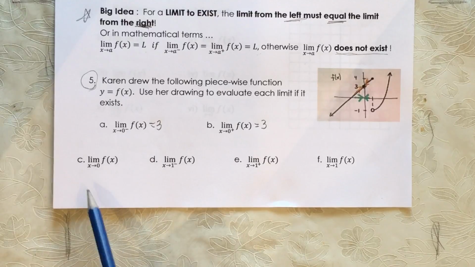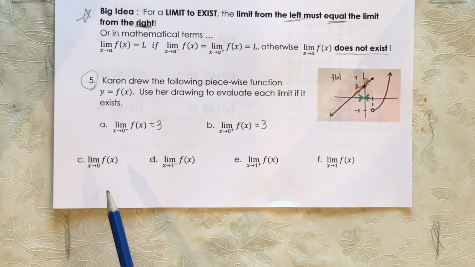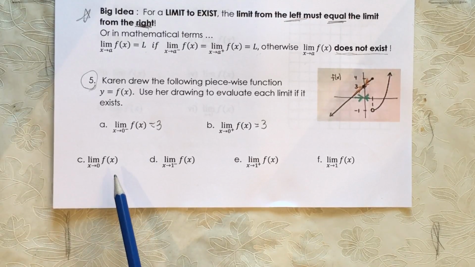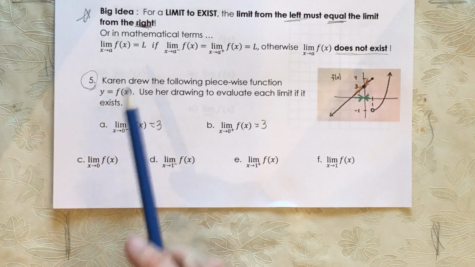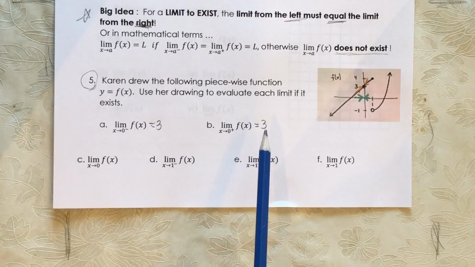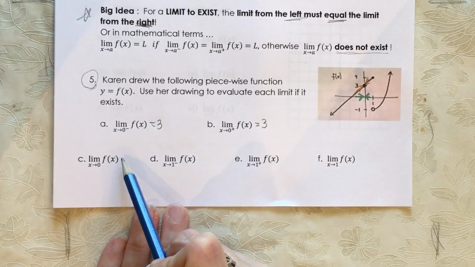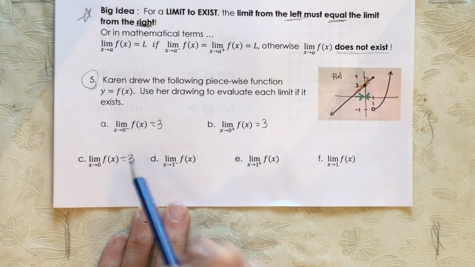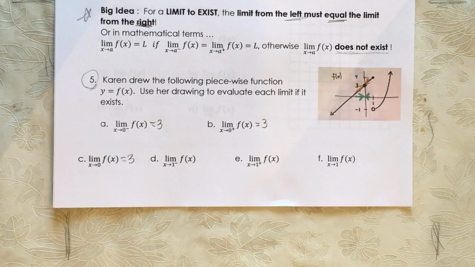And then it asks me for the limit as x approaches 0, just plain 0, not from the left, not from the right, of f of x. So that goes back to my big idea. Are the limit from the left and the limit from the right equal? Yes, they are. So that means the limit exists and is 3 in this case. So the limit as x approaches 0 of that function would be 3.